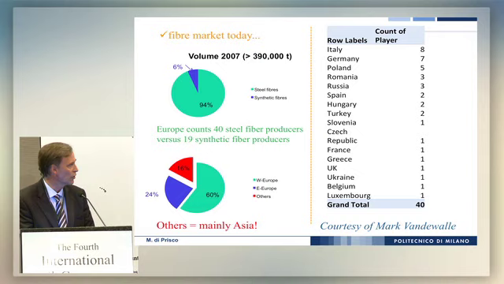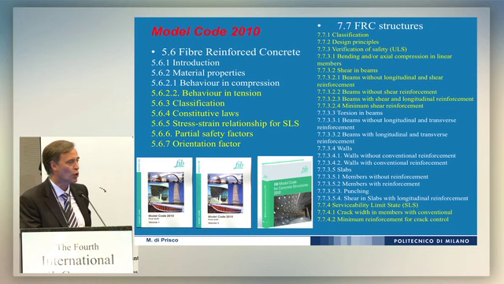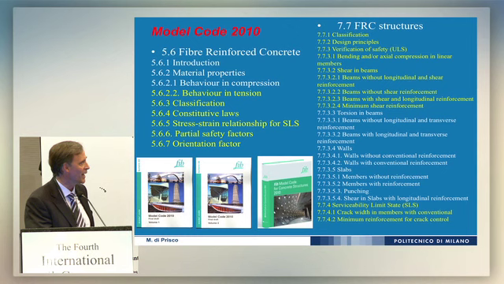If we look inside the model code, we have essentially two chapters. One is 5.6, which is mainly related to the material behavior, starting from the classification, and after that we pass to the constitutive laws, because we are trying to use, of course, the performance in equilibrium computation.